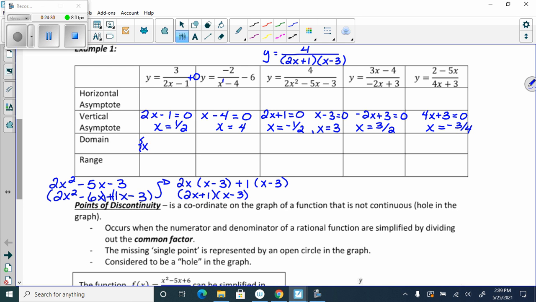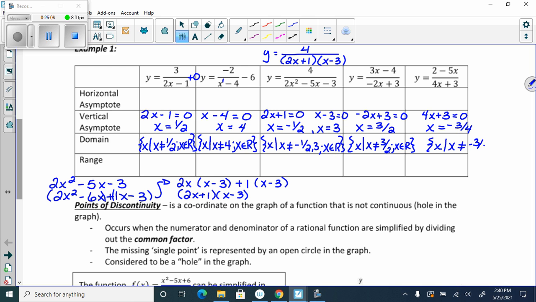So the domain is really easy once you have these. It's just x such that x cannot equal them. This one's going to be x such that x cannot equal 4. This one's going to be x such that x cannot equal negative 1/2 and 3. This one's going to be x such that x cannot equal 3/2. And this one, x cannot equal negative 3/4.